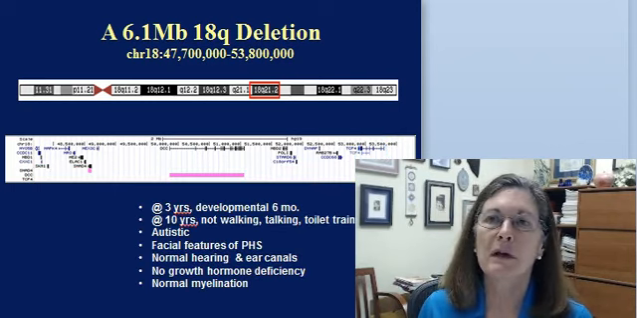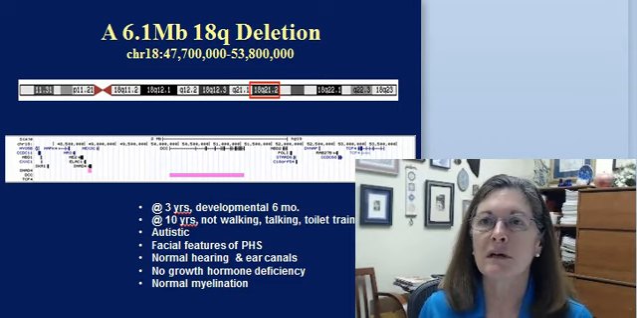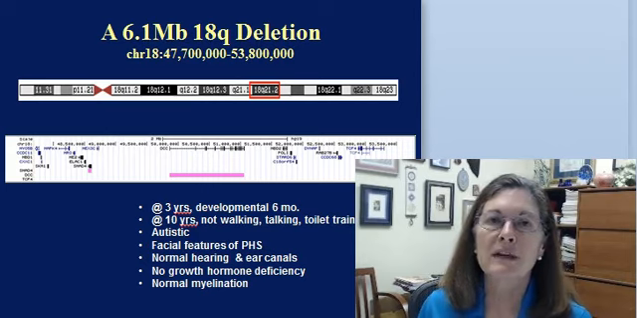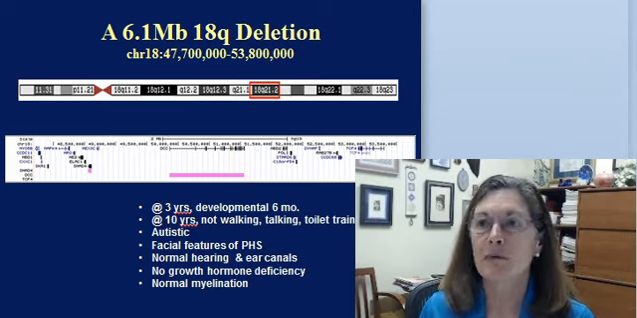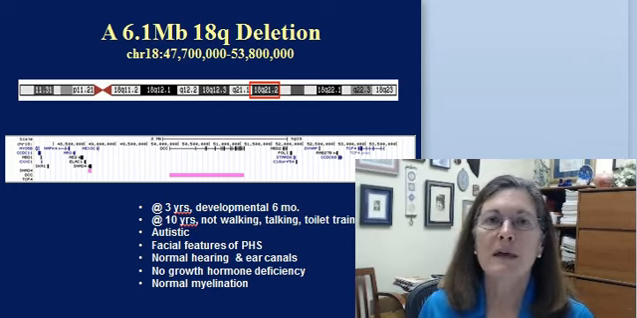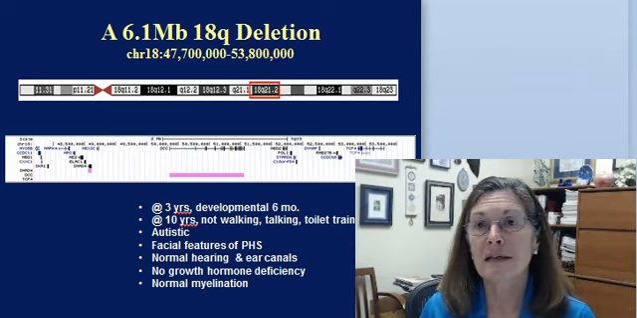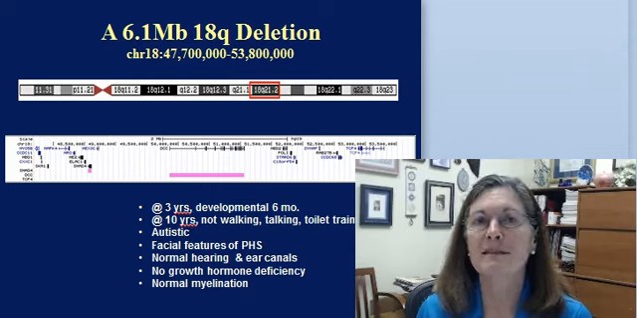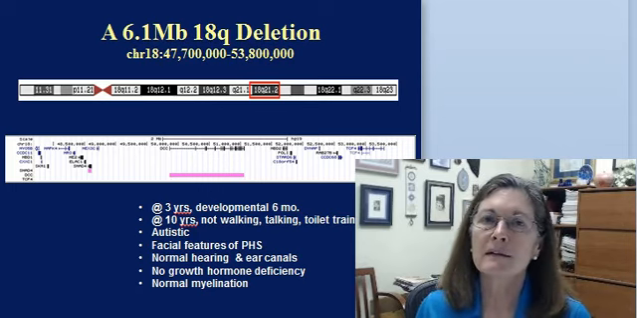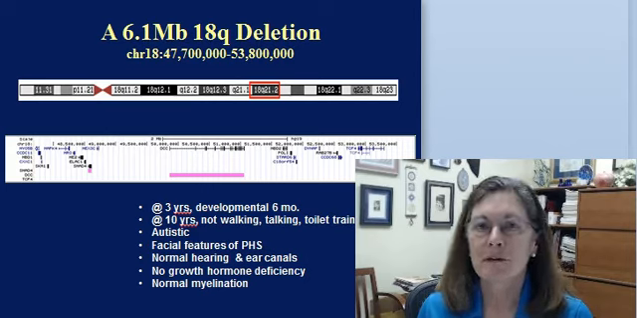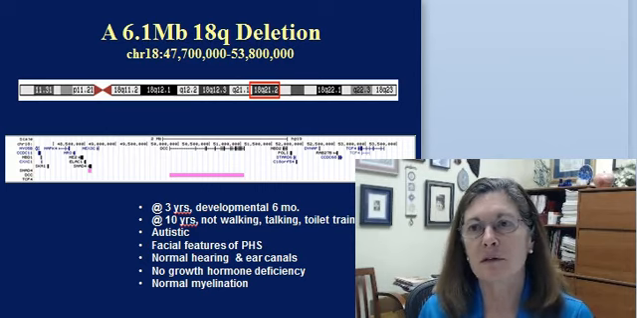And here's a description of an individual with this specific deletion of 18q. At 3 years of age, they had a developmental age of a 6-month-old. At 10 years old, they were not talking, walking, and were not toilet trained. They had a designation of autistic, defined mostly around communication reasons, since their communication was so limited. They had the face associated with Pitt-Hopkins syndrome. But also, importantly, they had normal hearing and ear canals. They were not growth hormone deficient, and they had normal myelination of the central nervous system.